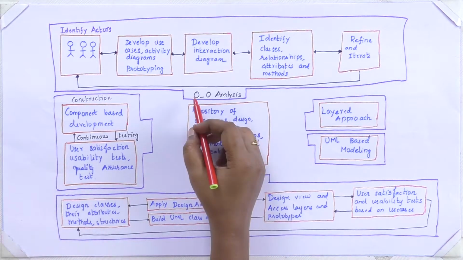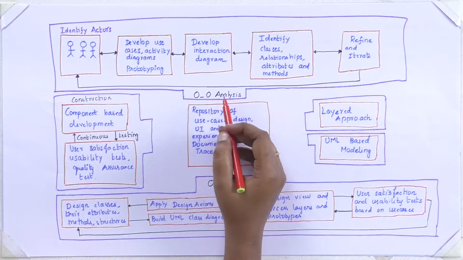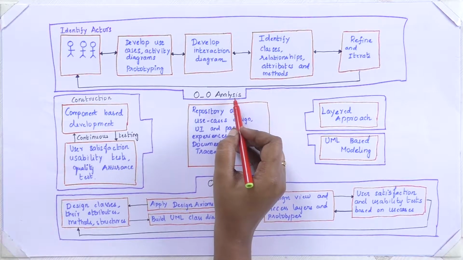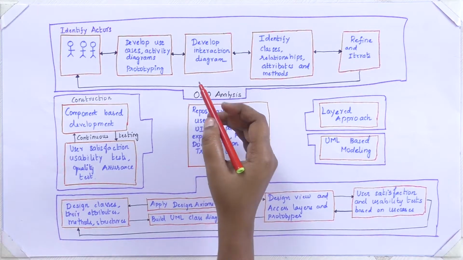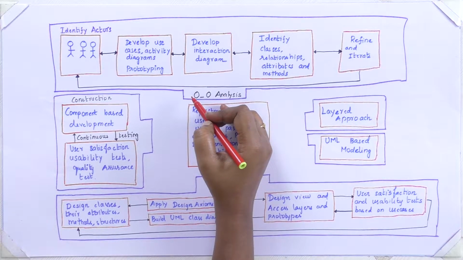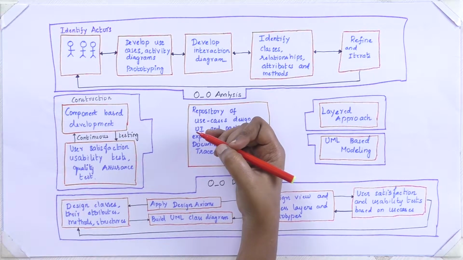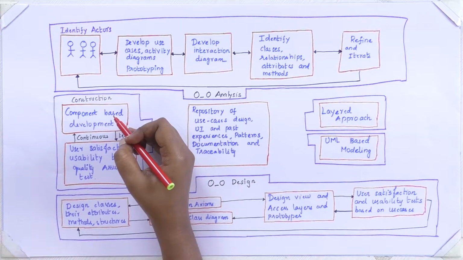First is the object-oriented analysis phase. In this object-oriented analysis phase, you will be obtaining the system responsibilities from the user. First, in the OOAD analysis phase, you will be identifying the problem, the domain of the problem, and then the system responsibilities by knowing all these user needs.